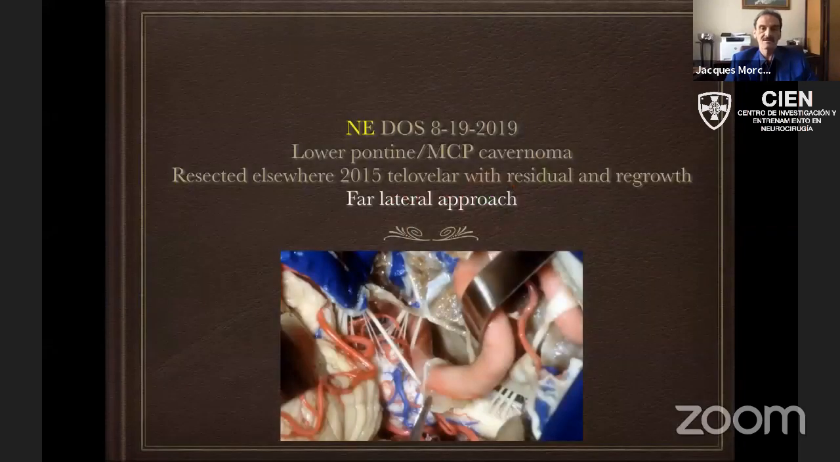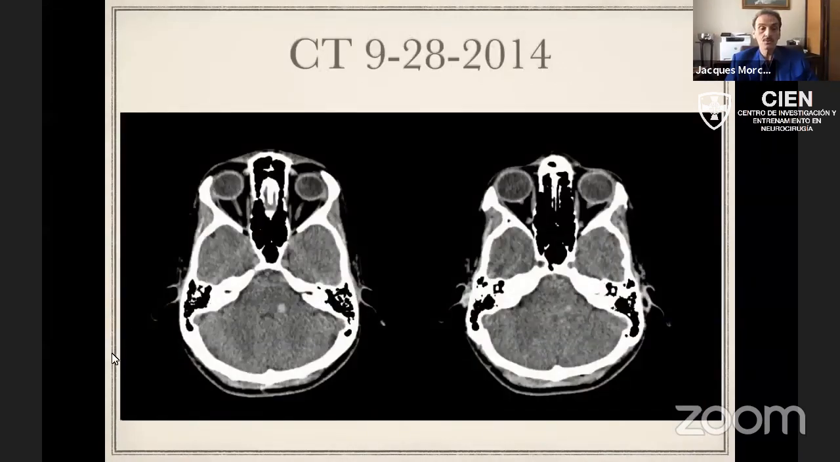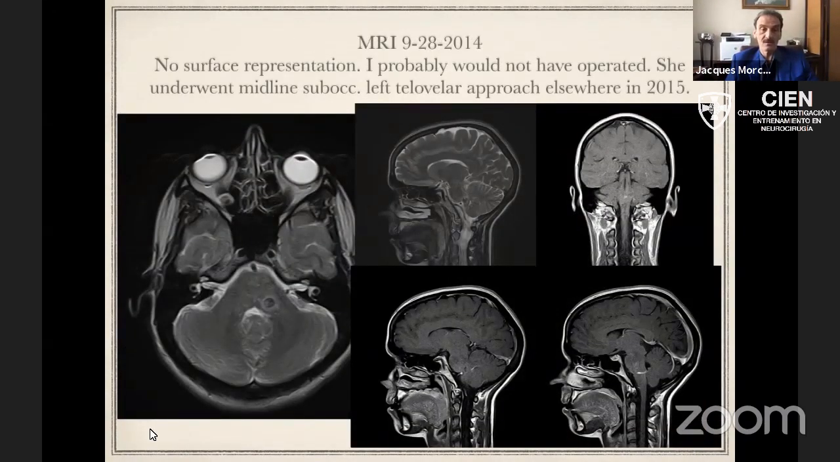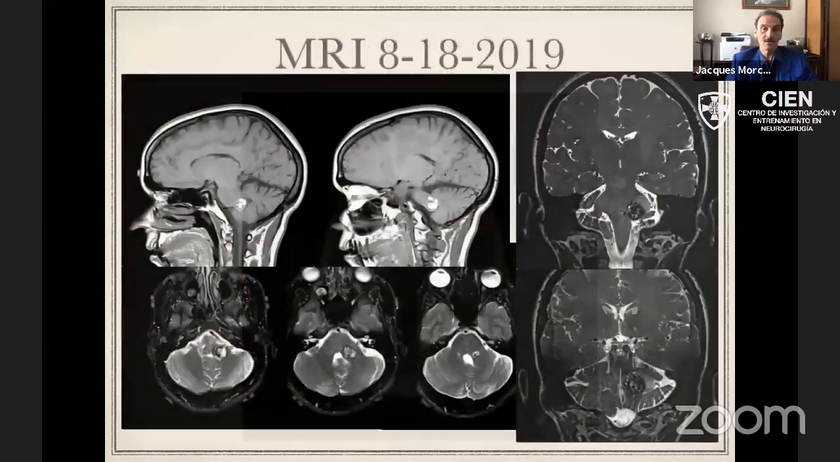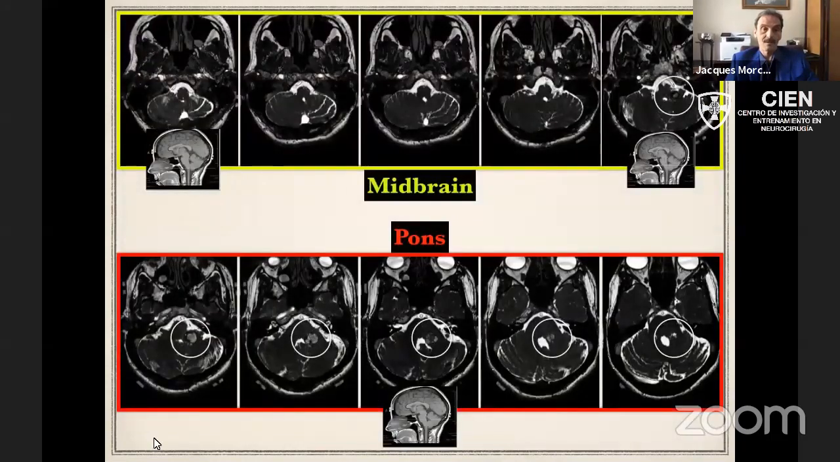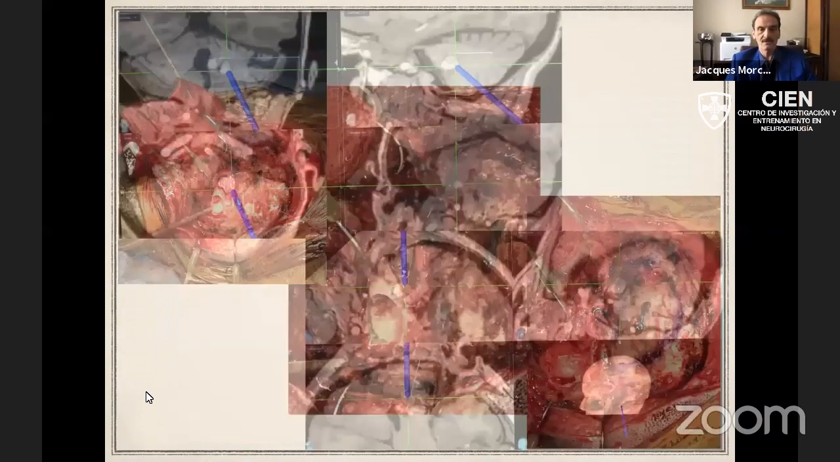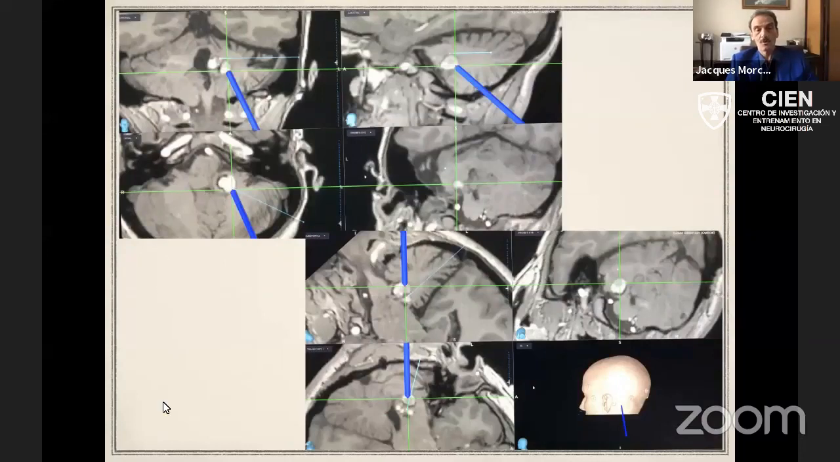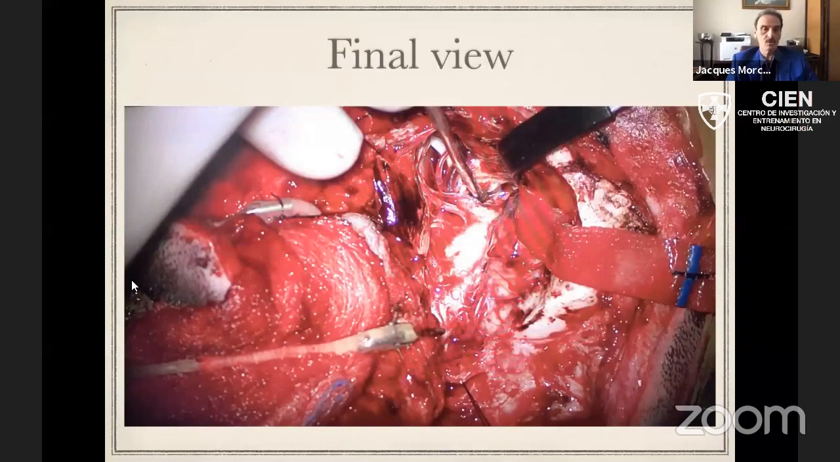Let's skip that telovelar approach on a residual tumor. It's actually a redo. I apologize, I did telovelar and I did mapping. Maybe I can show you the mapping of the facial colliculus. You have to analyze this very well. I'm sorry, it's a far lateral, I apologize, not telovelar. This is a recurrent cavernoma that was operated elsewhere, regrew, and we did a far lateral. This is a beautiful view of a DVA after resection.